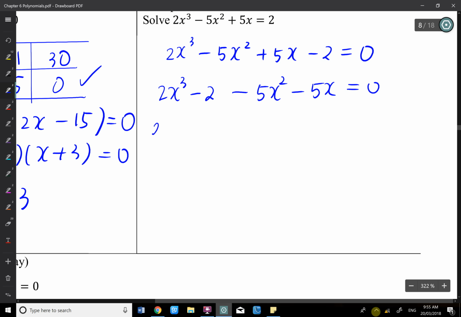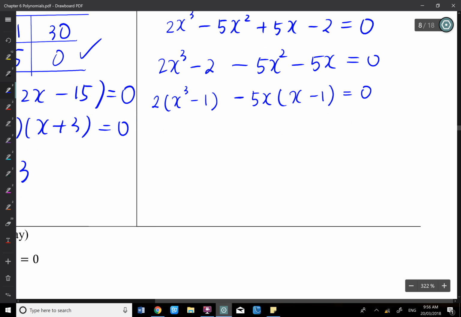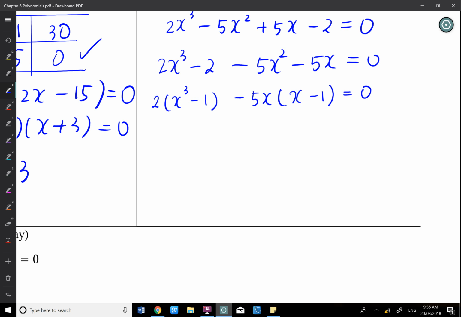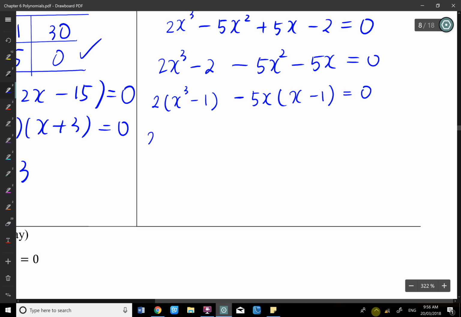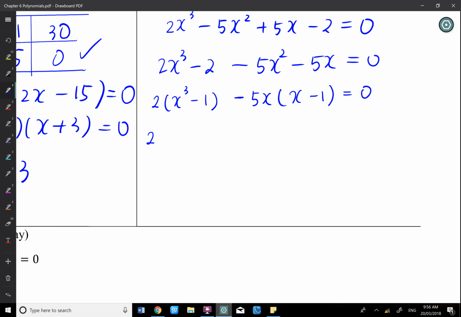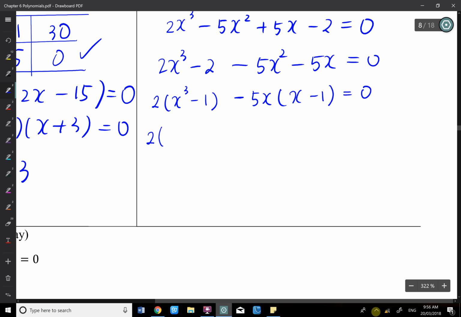So what we have here is 2x cubed minus 1, minus 5x, x minus 1. Okay, that's what we have. We don't have the same thing now after grouping it, but that's okay. What we can do here is put x minus 1 here, I factorize it, and I have x squared plus x plus 1.